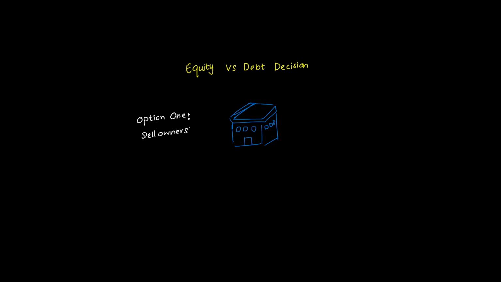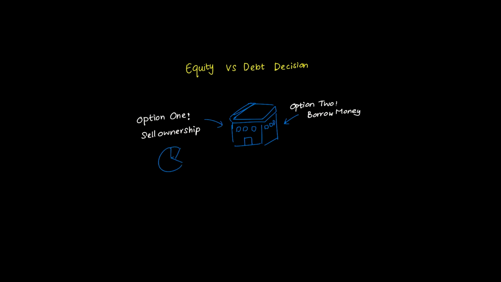Here's one of the most fundamental choices in corporate finance. A technology startup needs $5 million for product development. They have 2 options. Option 1, sell ownership stakes to investors, giving up a percentage of the company in exchange for the money. Option 2, borrow the $5 million from a bank or by issuing bonds, creating an obligation to repay with interest but keeping full ownership.